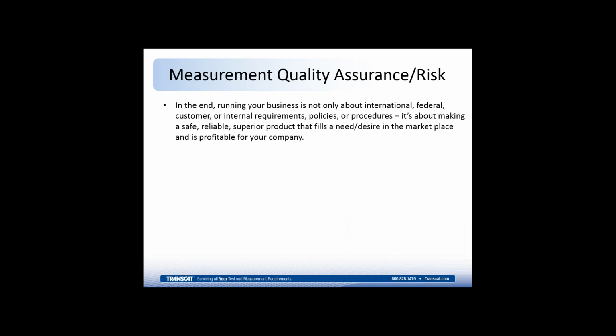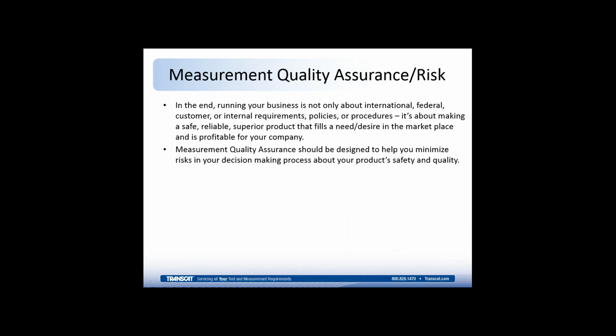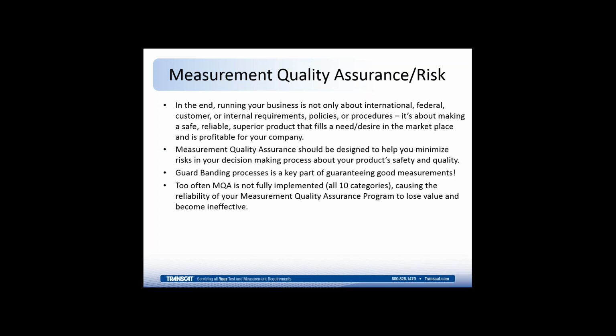So in the end, running your business is not just about meeting standards or policies. It's about making sure your product's safe and reliable and superior to other products on the market. Measurement quality assurance covers a number of different topics that can cause risk in your process. Make sure you're doing all of those, because if you're not, risk is going to creep in one way or another. Guard banding processes is a key part of guaranteeing good measurement results, good quality assurance. Too often, one or more of those 10 categories is not implemented, and that causes the reliability of your measurements to lose value, become ineffective, and possibly put out bad product without knowing it.